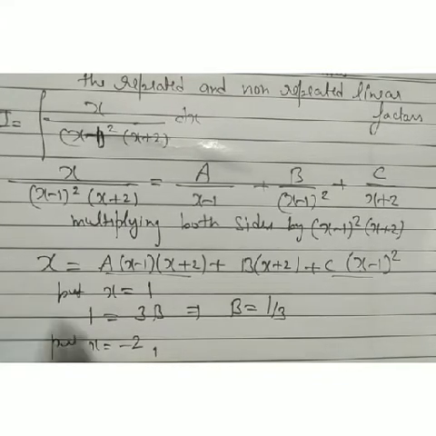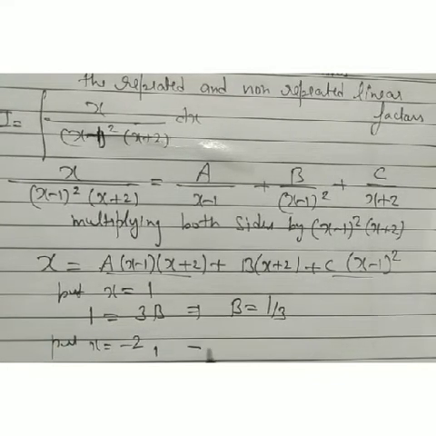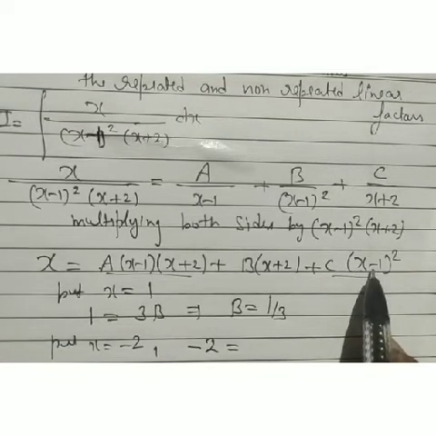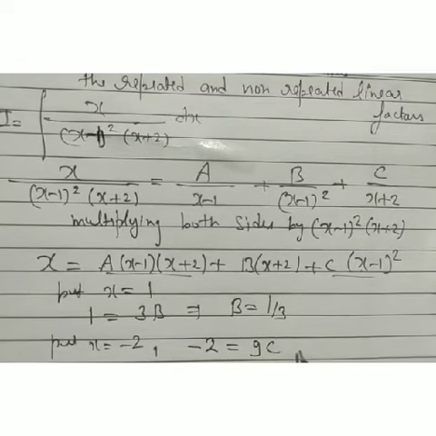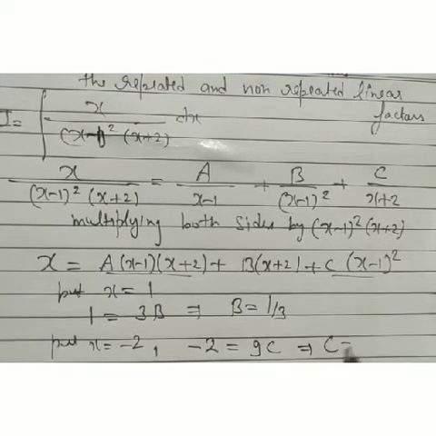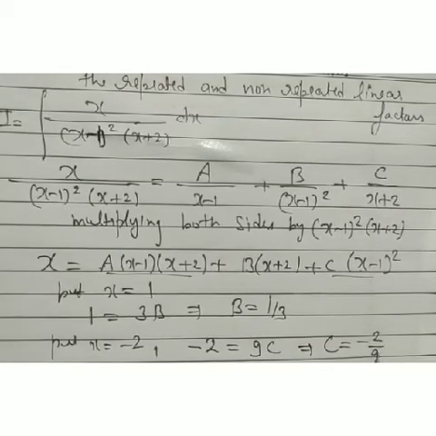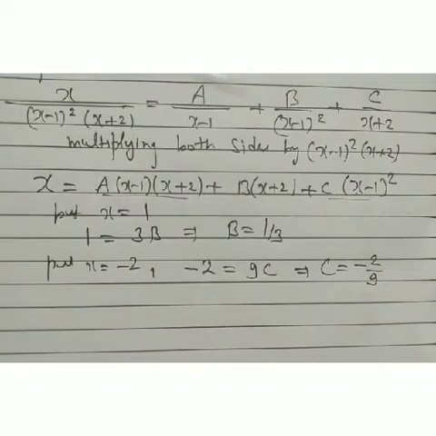What do we have here? x equal to minus 2, then minus 2, and minus 2 minus 1, minus 3 whole square. What we have is 9. Then 9c is equal to minus 2. Then what is the value of c there? c is equal to minus 2 upon 9. Now we are getting the values of b and c there.